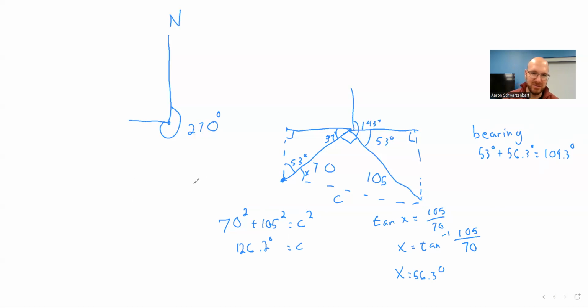It's 126.2. That wasn't supposed to be degrees here. This was supposed to be nautical miles. Here, yeah, need to use units. Make a little more room here.